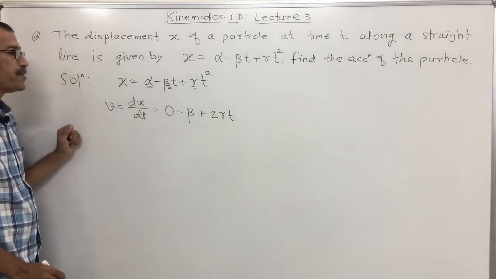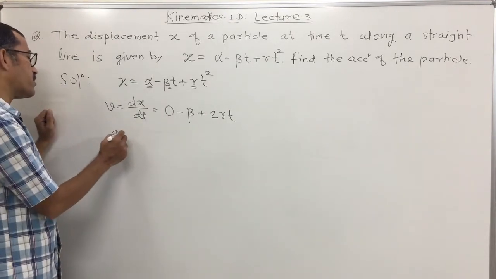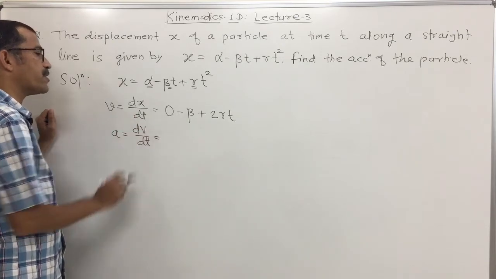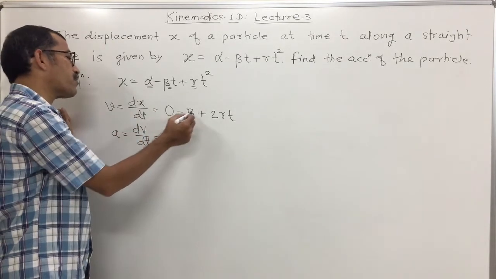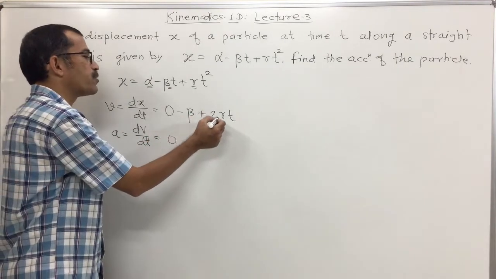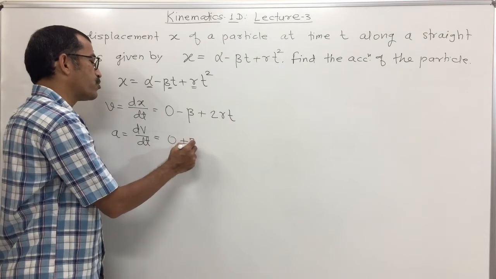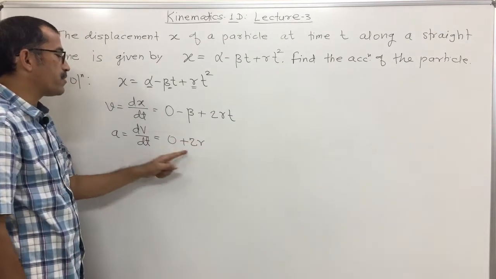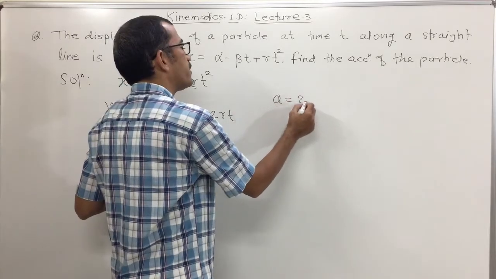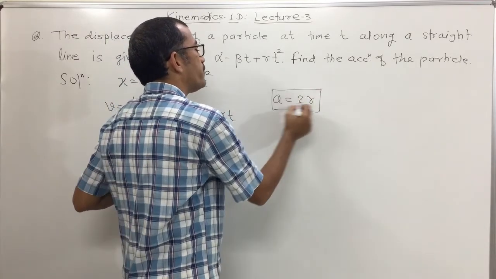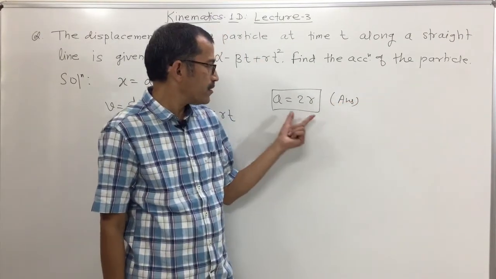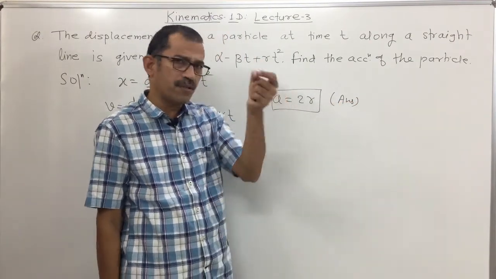This is your velocity. Again we will differentiate this velocity with respect to time t, so we will get acceleration. Differentiation of the constant term beta is 0, and this will be plus 2 gamma, as differentiation of t becomes 1. That means your acceleration is 2 gamma, right? Clear? This one is our final answer. That means the problem is very simple.